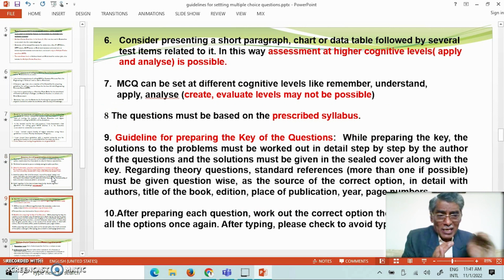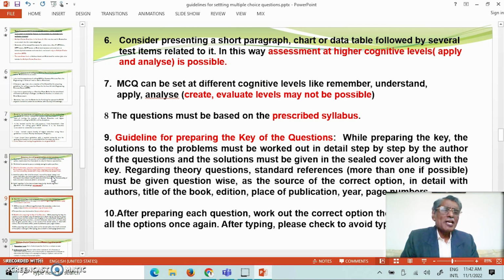Now, another way is to consider presenting a short paragraph, chart, or data table followed by several test items related to it, more than one test item. In this way, you can test the students' knowledge at higher cognitive levels, apply and analyze. MCQ can be set at different cognitive levels: remember level, understand level, apply level, and analyze level.